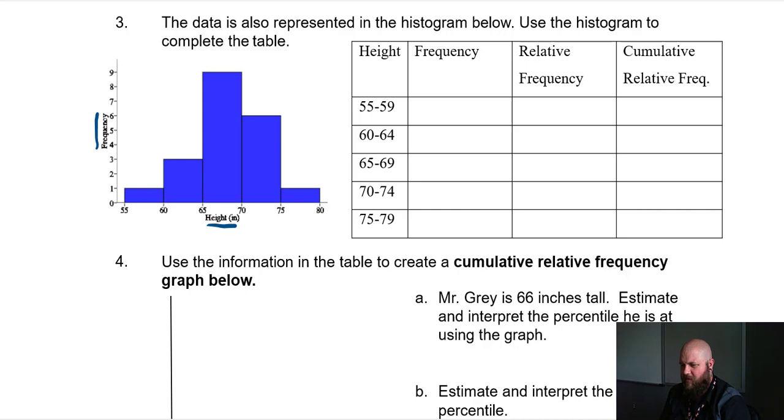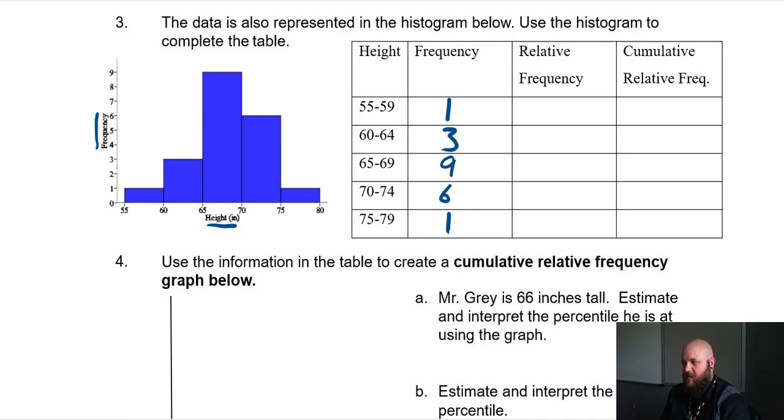And it looks like they put it in groups of 5, from 55 to 59, and so forth, going all the way to 79. Our frequencies: from 55 to 59, there was 1. From 60 to 64, I should say, there were 3. From 65 to 69, there were 9. From 70 to 74, there were 6. And then from 75 to 79, there was 1.